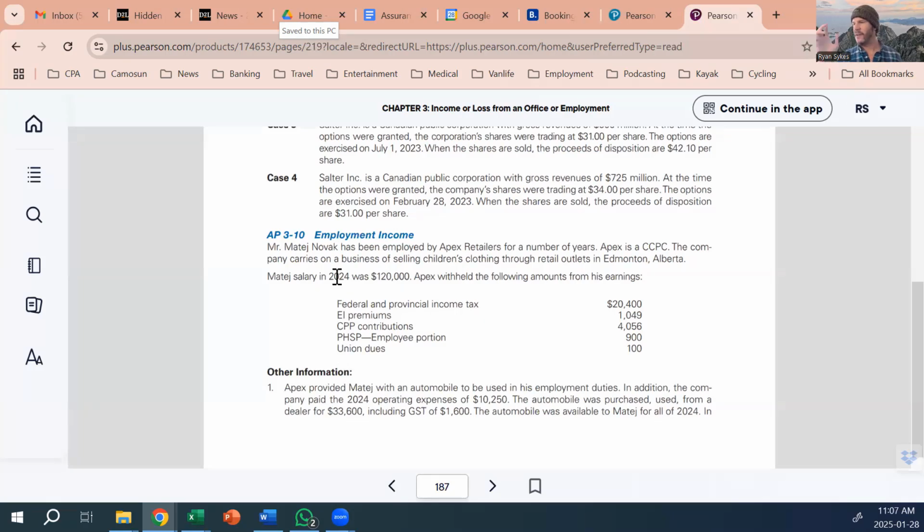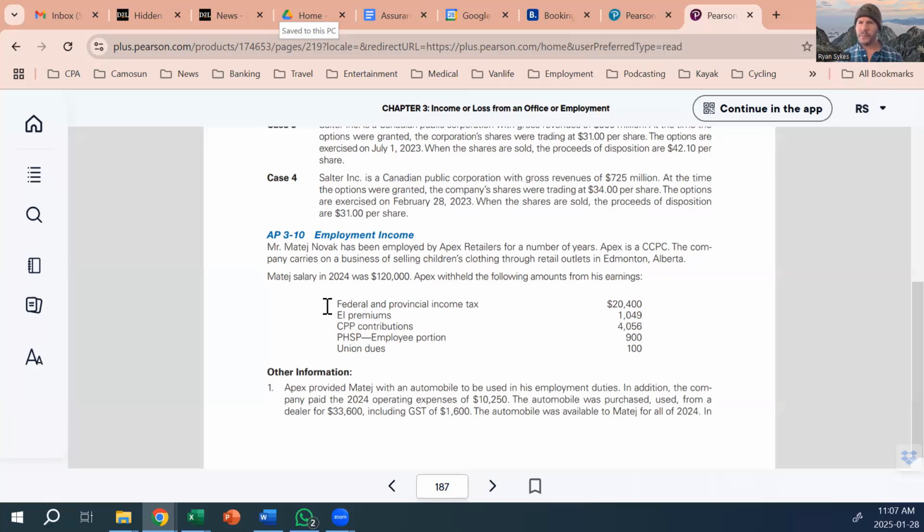So we have Mr. Matei Novak, who has been employed by Apex Retailers for a number of years. Apex is a CCPC, a Canadian Controlled Private Corporation. The company carries on a business of selling children's clothing through retail outlets in Edmonton, Alberta. Super. Matei's salary in 2024 was 120 grand. And then it says that Apex withholds the following amounts from his earnings.